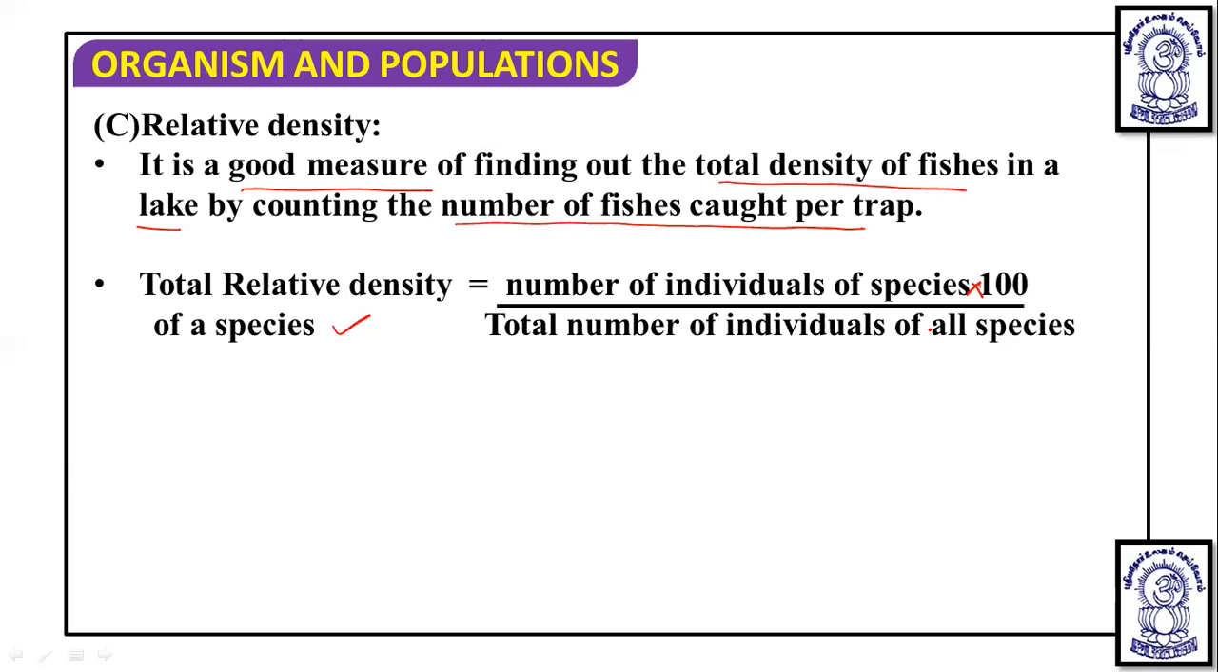Okay, so by this we can count the density of fish by counting the number of fishes caught per trap. And if you want to identify the density of one particular type of fish, then we can divide the number of individuals of that species by the total number of individuals of all species, multiplied by 100, by the trap. Okay.